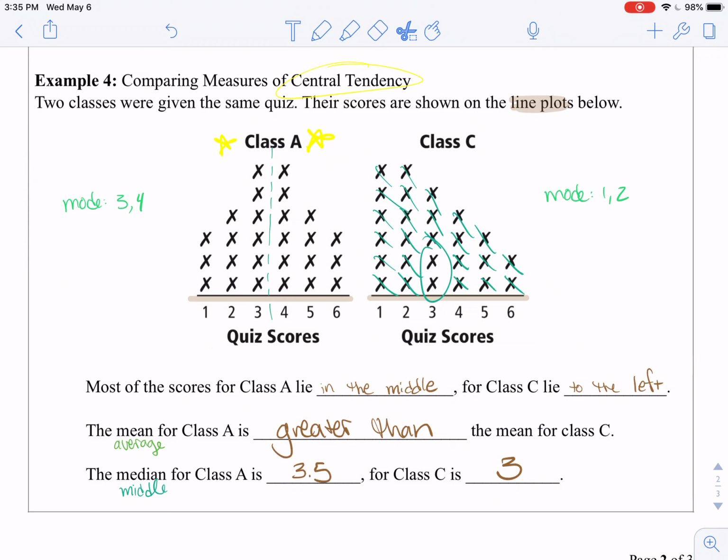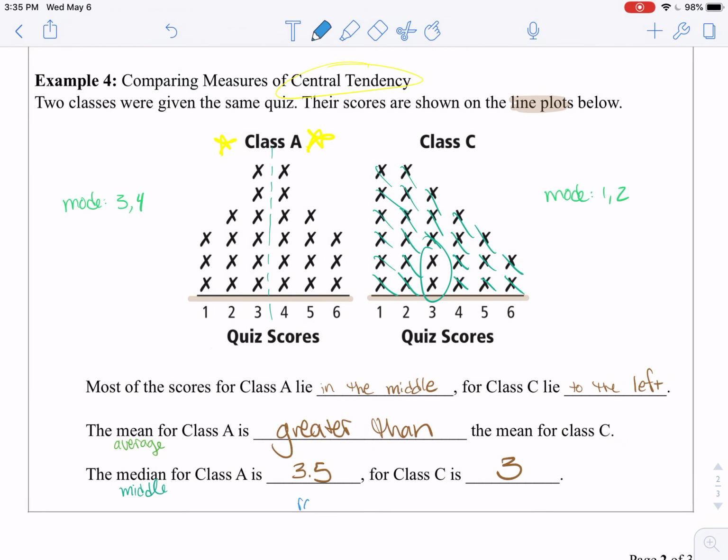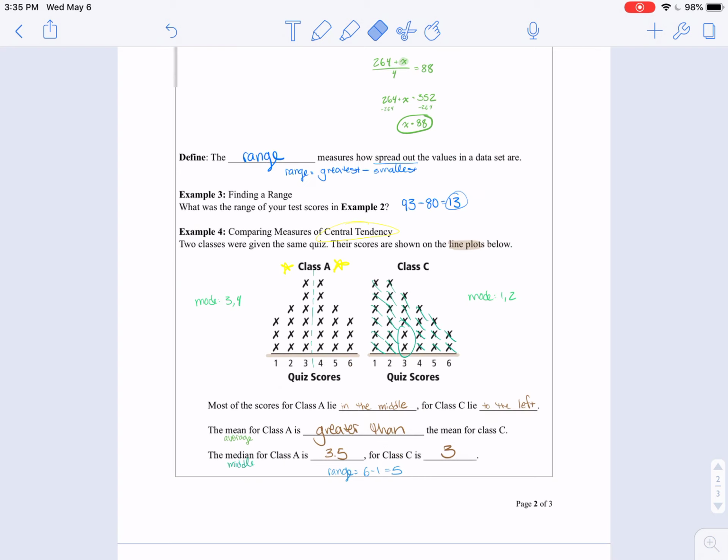So there you go. The average is higher, so we had the mean, the median, and the mode. We also have the range. Just for practice, what is the range of each set? Remember, it's the greatest score minus the smallest score, which is 6 minus 1 is 5. So our range is 5. It's not very helpful here, but there you go. Cool.